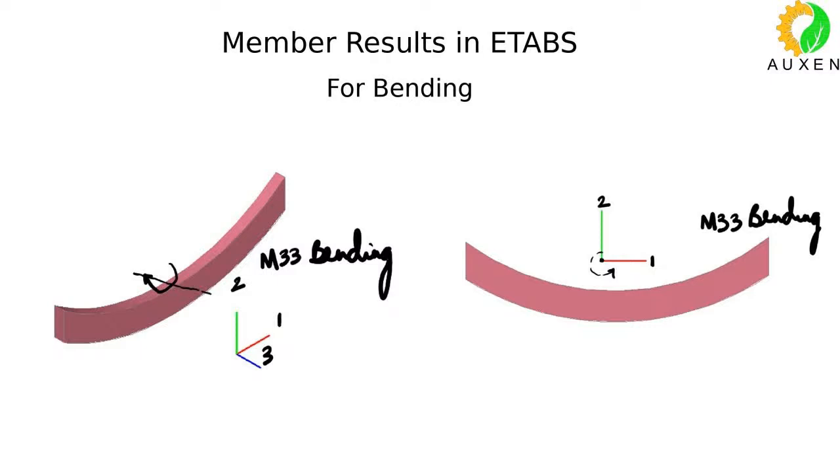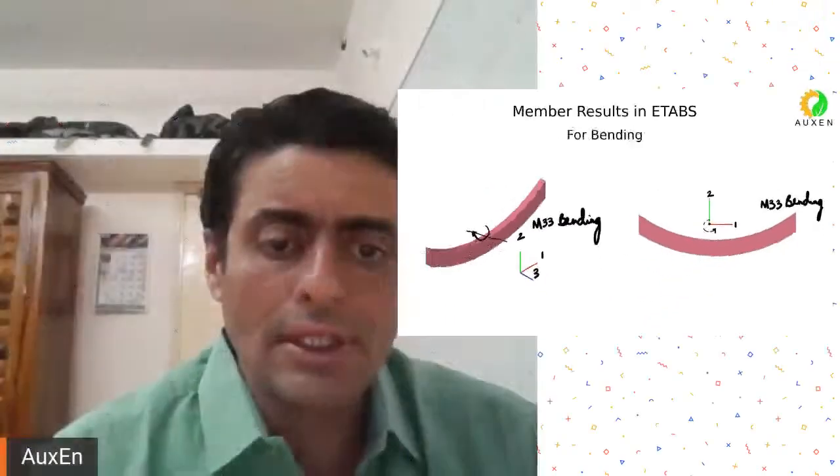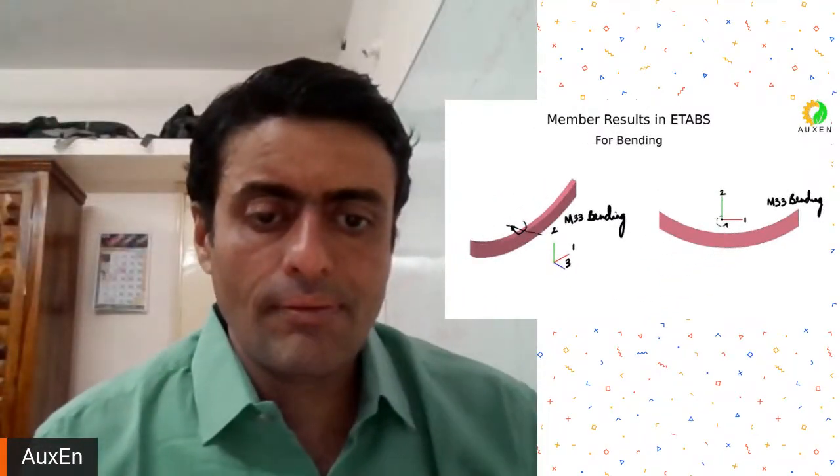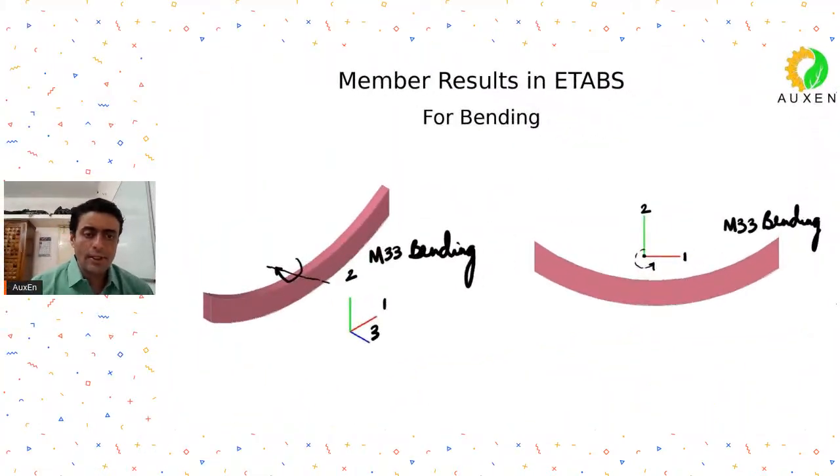The left image is the 3D isometric image. On your right is a front elevation of the same beam. So you can very clearly see that it is the major axis bending represented by M33.